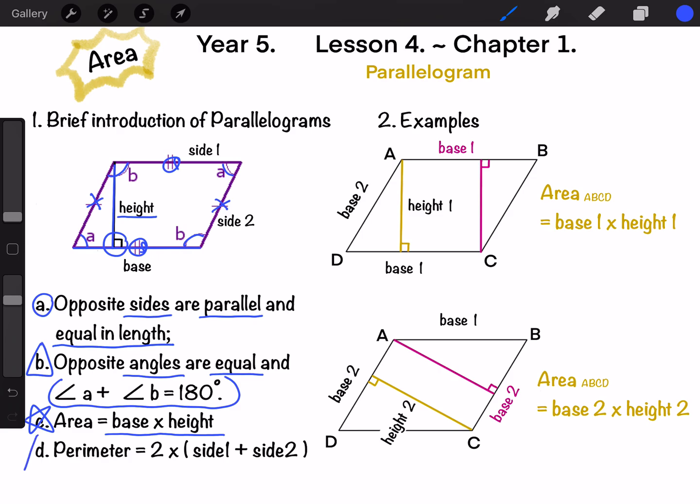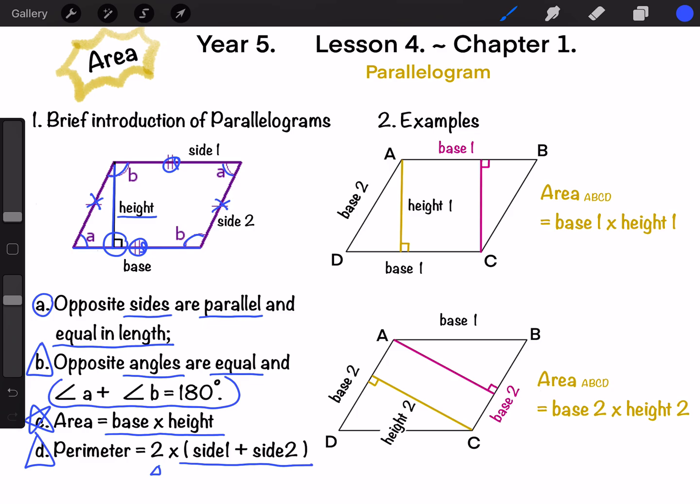By the way, the perimeter of parallelogram. Perimeter of parallelogram equals the total length of 4 sides. And because opposite sides are equal in length, finally perimeter of parallelogram can be written as 2 times the sum of side 1 and side 2.